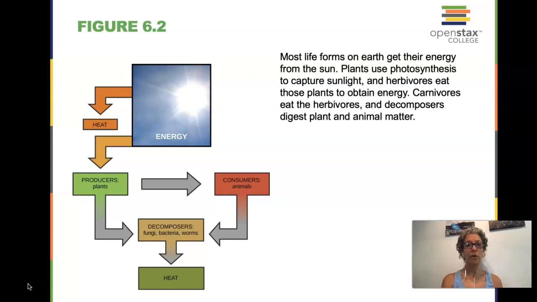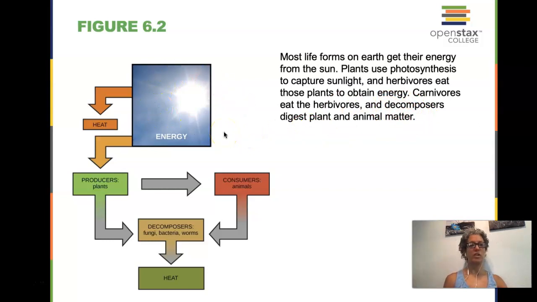Those are the photosynthesizers. Plants are listed here, but plants are not the only ones that photosynthesize. There are many different types of algae that photosynthesize, and there are even bacteria, some prokaryotes that can photosynthesize. And herbivores and omnivores eat plants to obtain energy. Carnivores and omnivores eat the herbivores, and the decomposers digest all that matter.